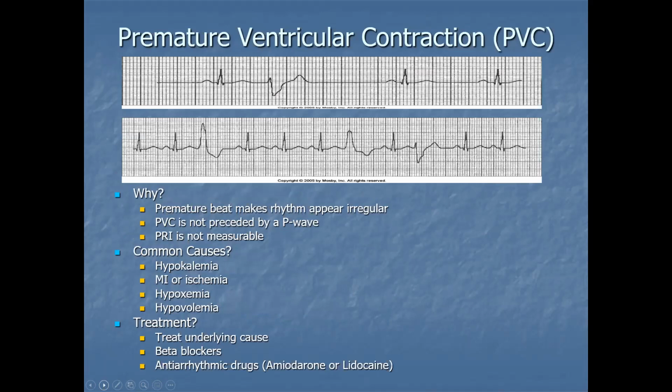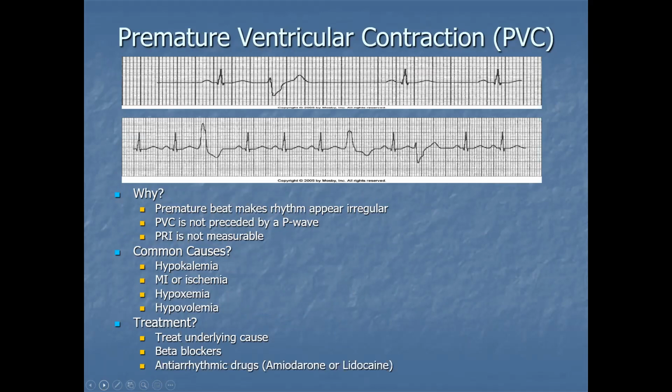Premature ventricular contractions, which by the way can be innocuous, relatively insignificant, or can be very bad. In fact, ventricular tachycardia basically is ongoing, repeated PVCs. So basically what's going on: a premature beat that makes the rhythm appear irregular. A PVC is not preceded by a P wave, and the PR interval therefore is not measurable.